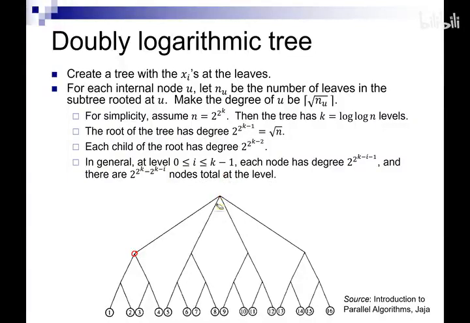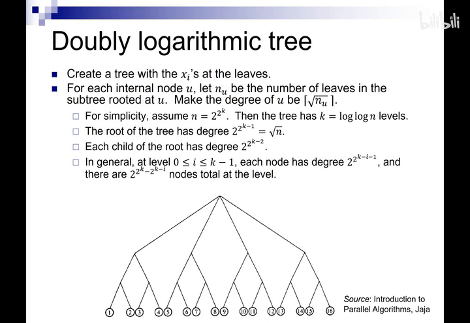All right, so now this is the main property about the tree. This is called a doubly logarithmic tree because its height is going to be log n. If you have n leaves, the height is going to be log n.